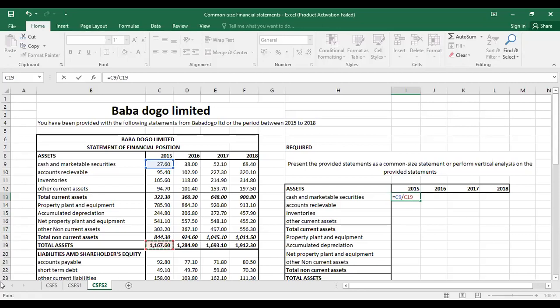Divide everything, but be very careful here, check the lock. I don't want it to move to liabilities down here or to another value. So I'm going to lock 19, isn't it? And I will not lock C. You lock with F4, press F4, then you press F4 again. And you see that the dollar sign is in front of 19.